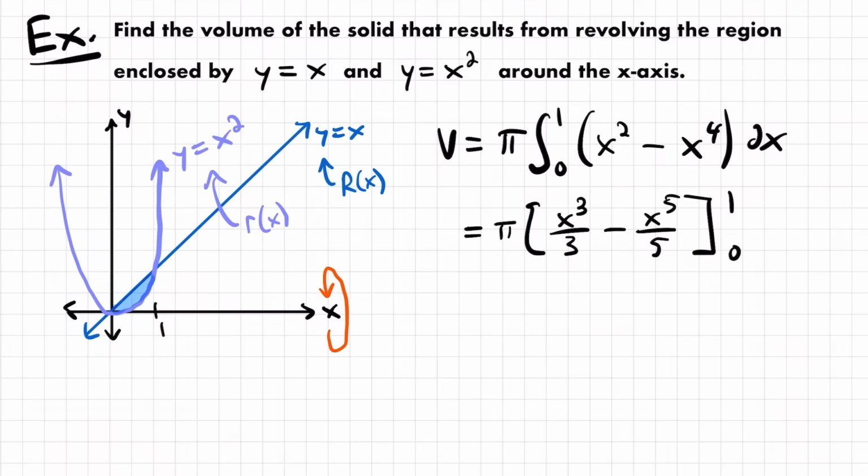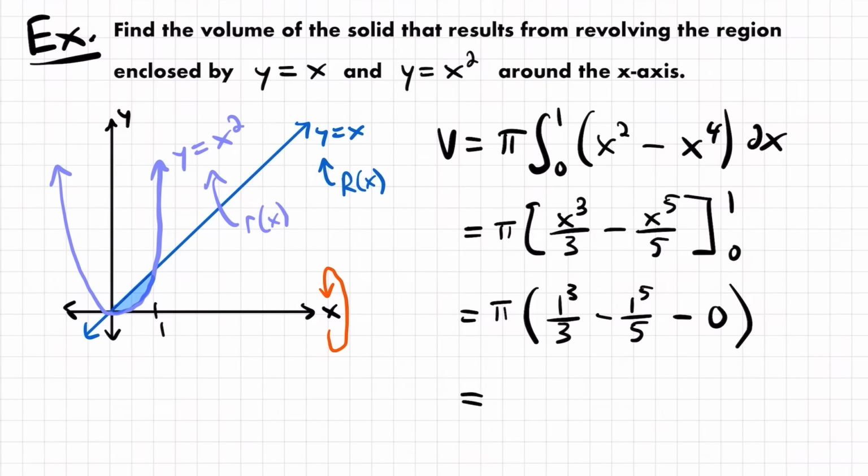All right, and so now all we have to do is plug 1 into this expression and then subtract plugging 0 into this expression. But note that 0 plugged into both of these terms is just going to produce 0, so we're just going to be subtracting 0. So all we have to do is just plug in 1 into this expression. And so we will have that this is equal to pi times 1 cubed divided by 3 minus 1 to the fifth power divided by 5. And if you wanted to, just so you don't forget what you're doing, you can write minus 0 to represent plugging 0 into that expression.